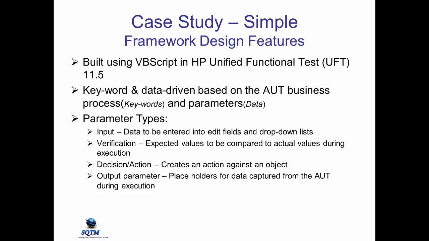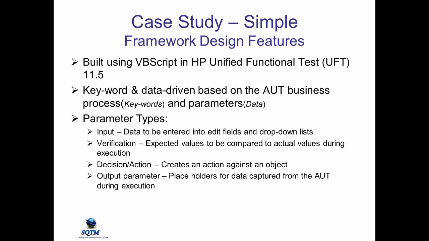Verification parameters, these are actually expected values. So if a parameter name began with EXP, then that was an expected value. It wasn't an input. And at runtime, the framework takes that expected value, compares it to what's actually there, and reports a fail or pass condition. There are also decision or action parameters. A decision parameter simply creates an action against an object. So click save button, click cancel button, yes or no kind of thing, all right? Those are built in as well.